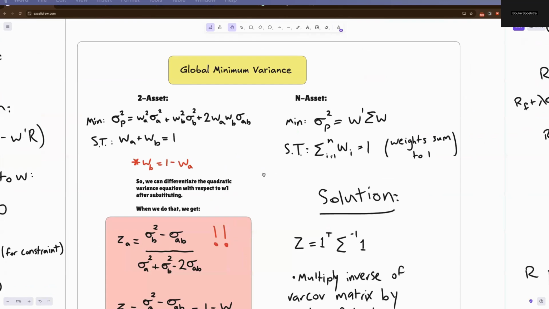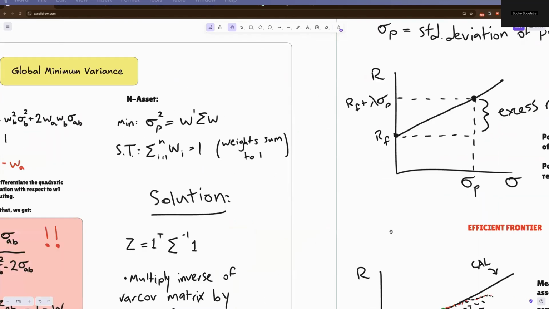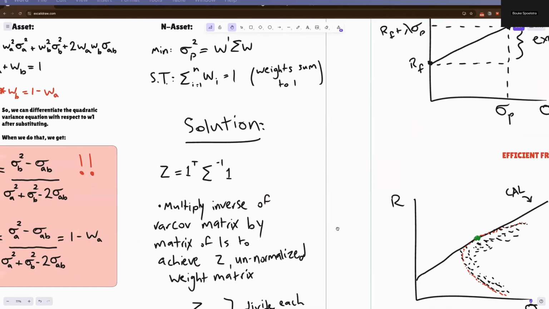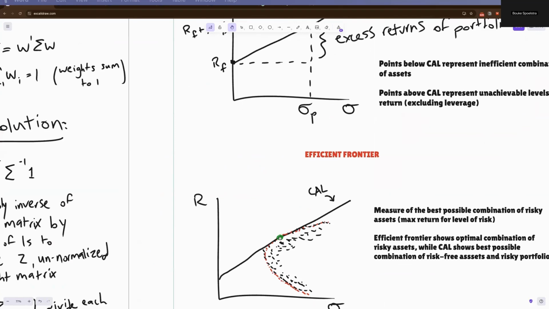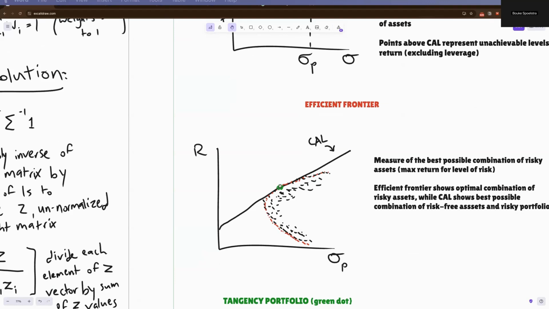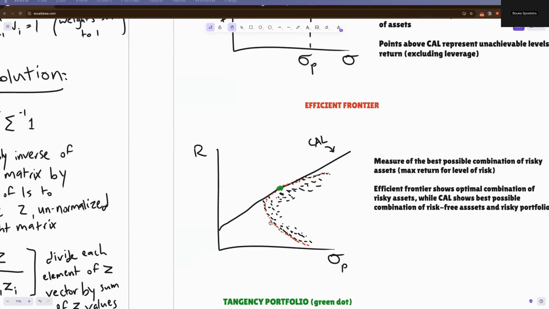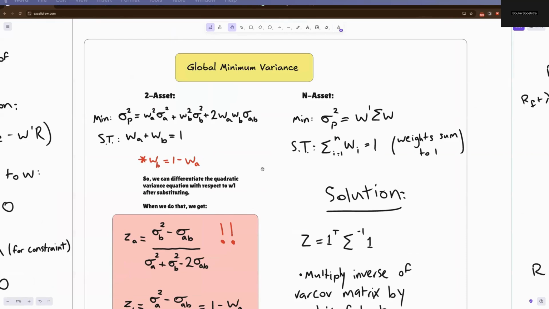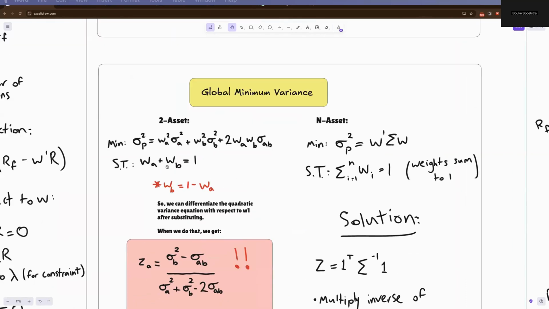For the global minimum variance, the Sharpe ratio maximization would be the tangency portfolio point. But the global minimum variance is the point on the very left, the leftmost point on the efficient frontier. So without this capital allocation line, you're just looking at the efficient frontier. It's the point that's on the very left, like this point, right about here. So that would be a very risk-averse investor who just cares about minimizing risk.